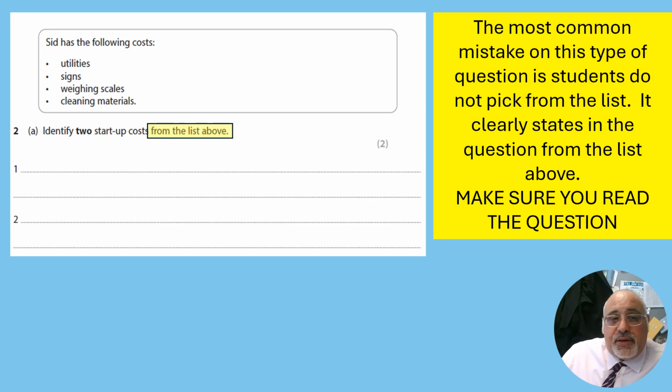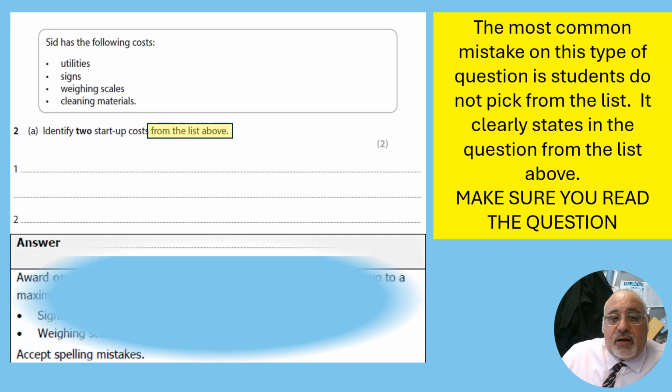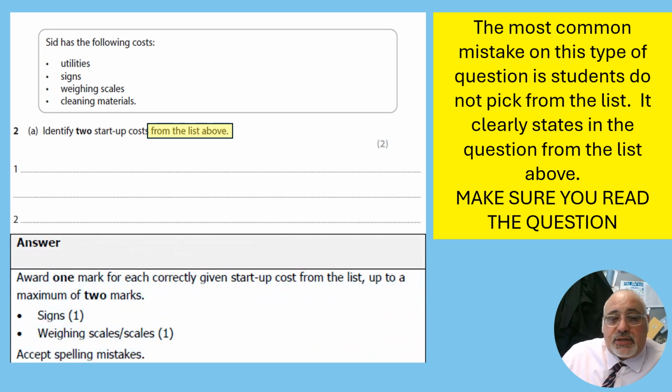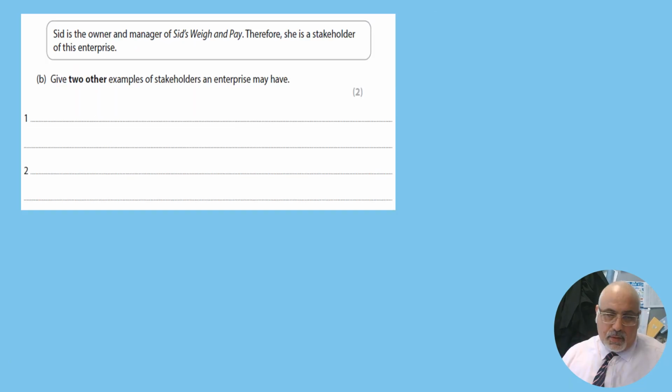So very simply, in this question, the answer is signs and weighing scales. Any other answer would not be accepted. So please make sure you are reading the question properly.